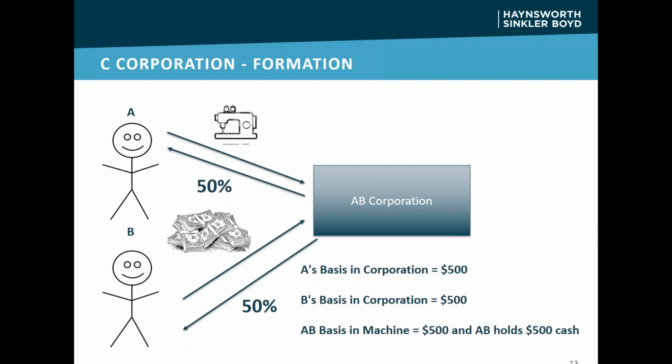So again, assuming that A purchased the machine for $500 and B contributed $500 in cash, A's basis in the corporation is that $500, B's basis in the corporation is also $500, and the corporation's basis in the machine is $500, while the corporation also holds $500 worth of cash.